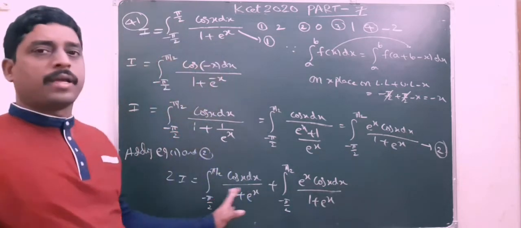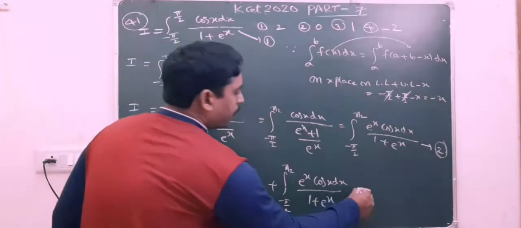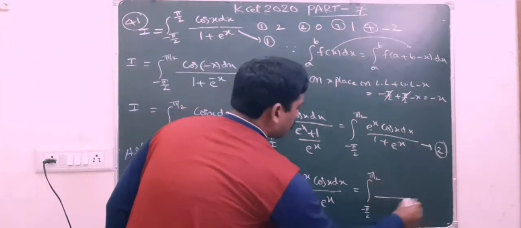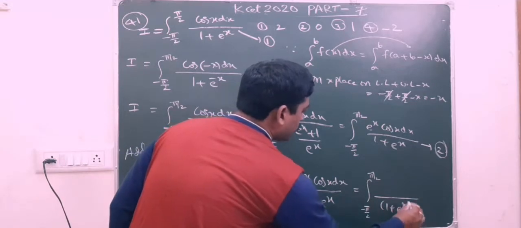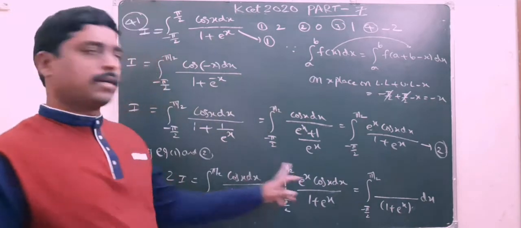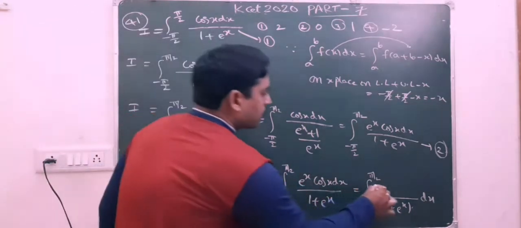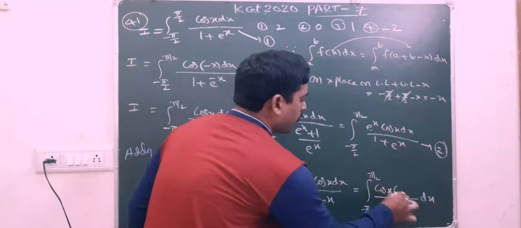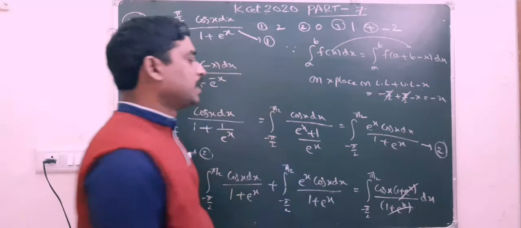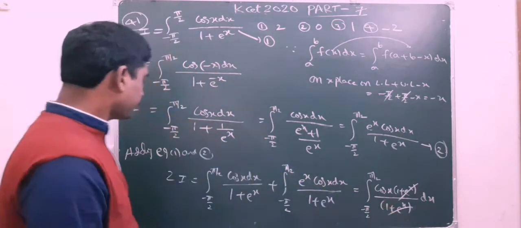So these two are like fractions. 1 plus e to the power x is LCM. So integral from minus pi by 2 to plus pi by 2. So what is the LCM? 1 plus e to the power x. In numerator, cos x take out common. So remaining value 1 plus e power x. So cos x into 1 plus e power x. In this 1 plus e power x get cancelled. Integral cos x, we get sin x.